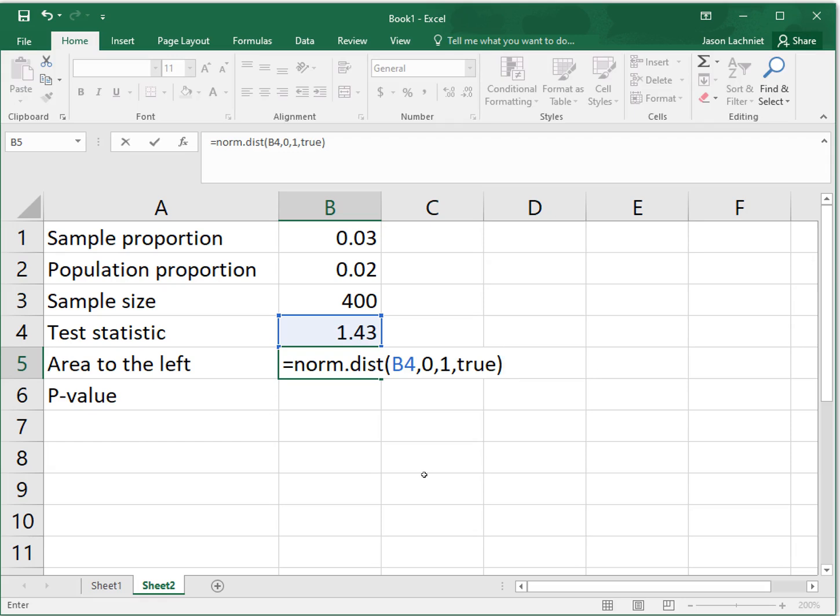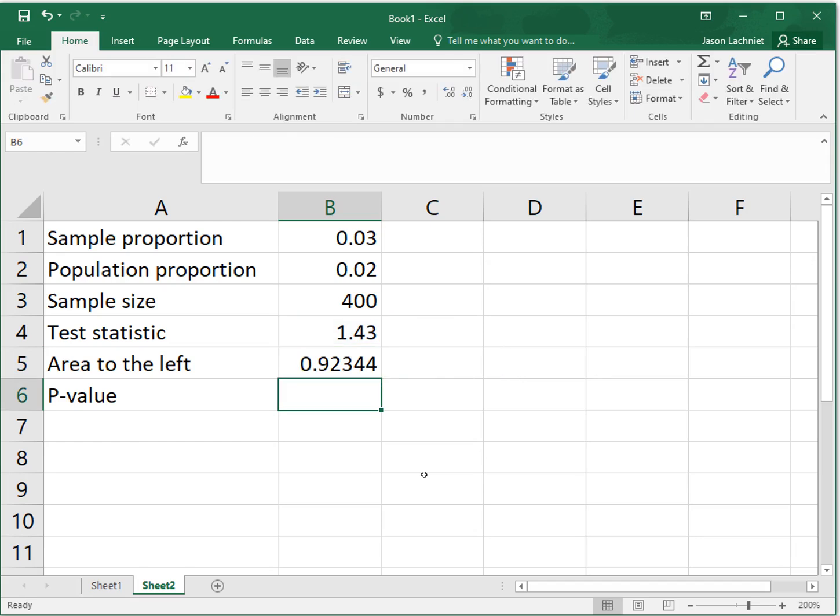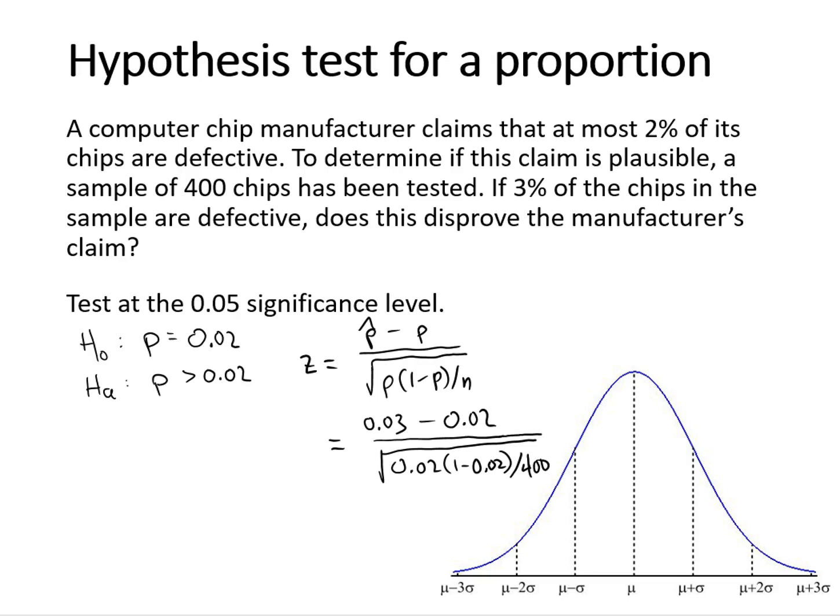So let's see what our area to the left is. We get 0.92344. Because this is a right-tailed test, we're going to want to get our p-value by subtracting that from 1, because we really wanted the area to the right, so we type equals 1 minus that computed area to the left, and that will be our p-value. So it looks like our p-value is about 0.07656. Okay, that's more decimal places than we really need, but it's fine.